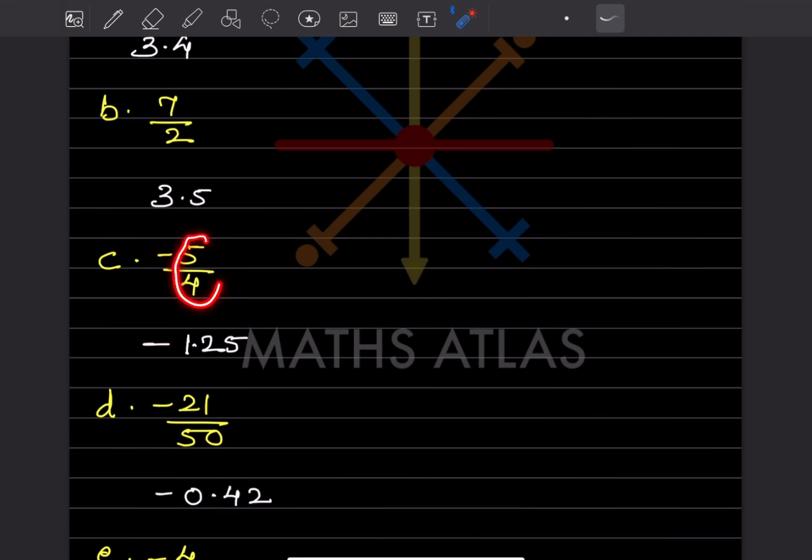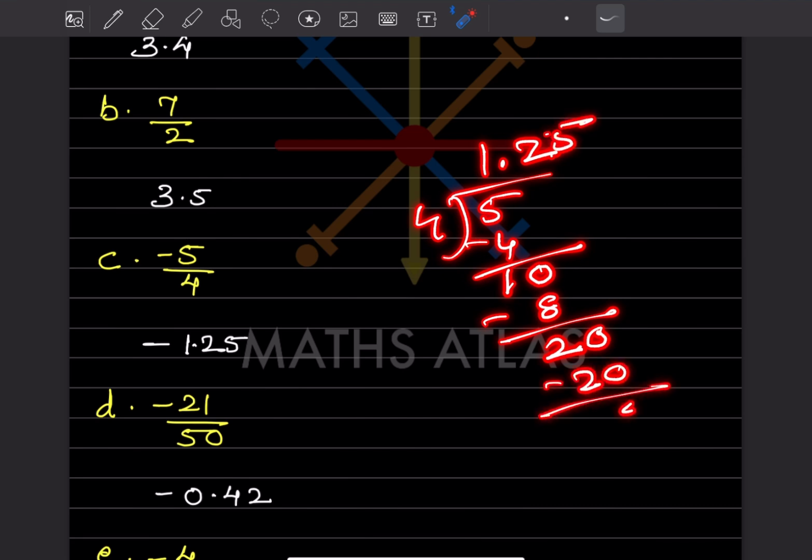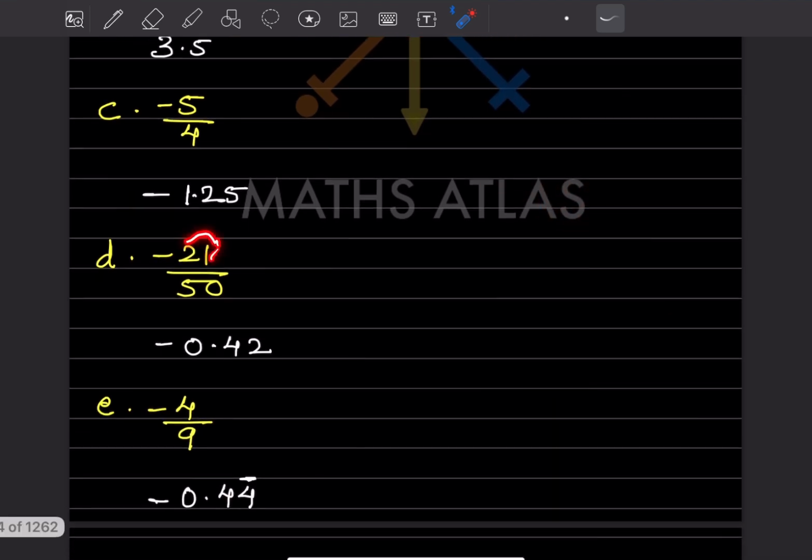Let us concentrate on this 5 by 4. 5 divided by 4. 4 ones are 4. Then 1, then 0, so that there will be one decimal. 4 twos are 8. Again there is a remainder, so we can put here a 0. So that will be 1.25.